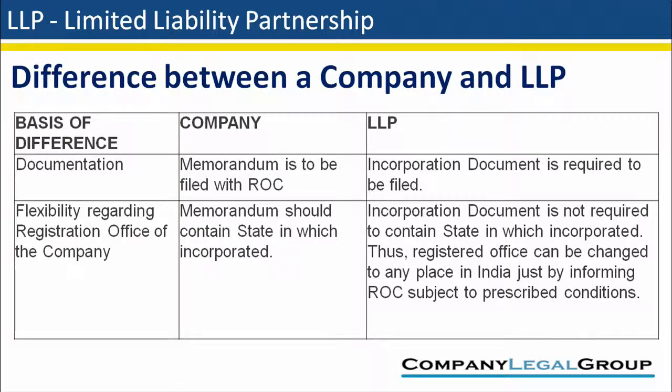Documentation. Company: memorandum is to be filed with ROC. LLP: incorporation document is required to be filed. Flexibility regarding registered office. Company: memorandum should contain the state in which it is incorporated. LLP: incorporation document is not required to contain the state in which it is incorporated. Thus, the registered office can be changed to any place in India just by informing ROC, subject to prescribed conditions.